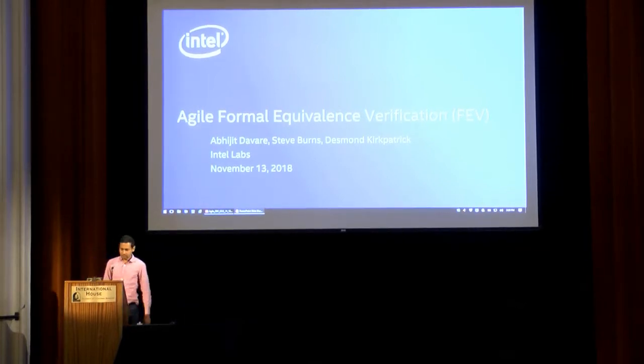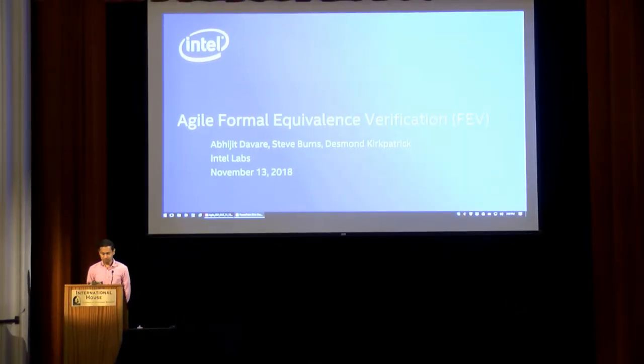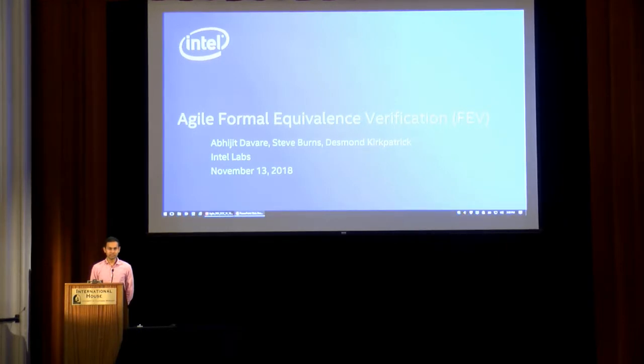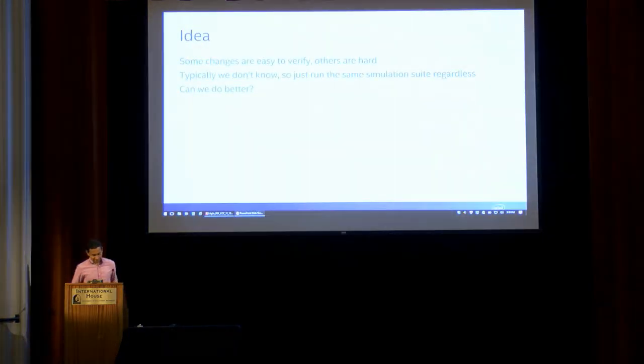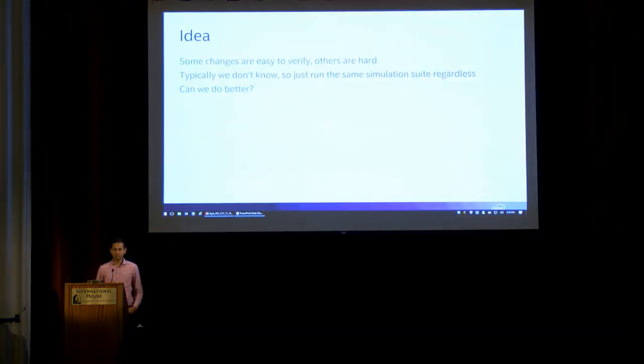Hi. So the topic of this talk is Agile formal equivalence verification, which are two kinds of things that you may not expect go together very well. And the idea here, I think, is quite simple and quite modest. And it's based on the observation that some changes that you make to your design are easy to verify. Others are really hard. Typically, we don't know if they're easy or hard to verify when we make them. So all we do is just run the same simulation suite, regardless of whatever change we're making. And the question here is, can we do better? And can we do better by using formal tools?